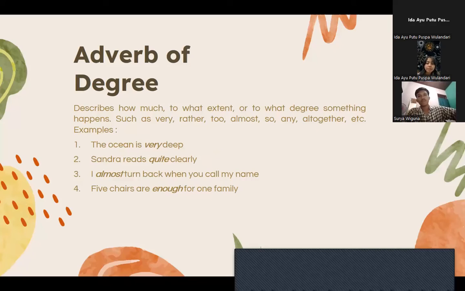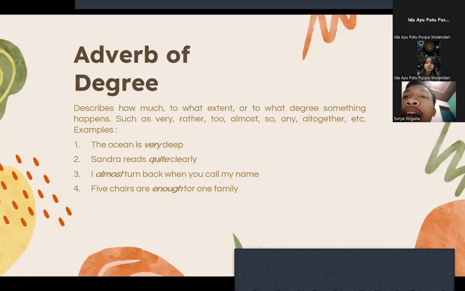For example, Surya, just please read the examples. Okay, Miss. So the examples of adverb of degree: the first is the ocean is very deep. Second one is Sandra reads quite clearly. The third one is I almost turned back when you called my name. The fourth one is five chairs are enough for one family. So that's all, Miss.